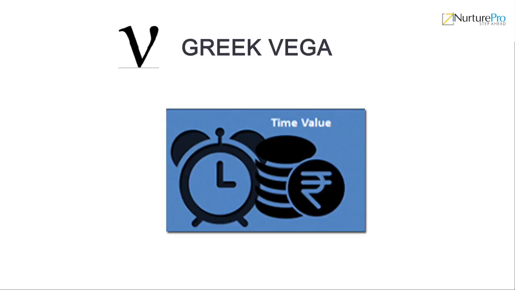Vega is positive for both call and put options, implying that if there is an increase in expected volatility of the underlying, prices of both call and put options will go up. It is also equal in value for both calls and puts.